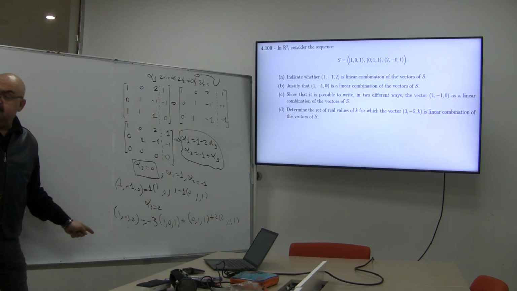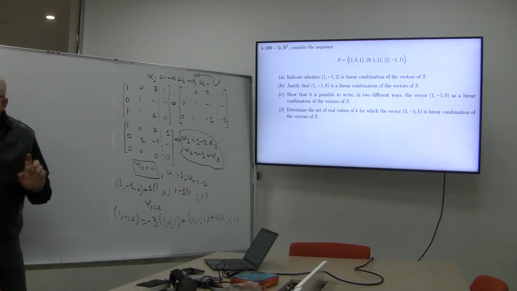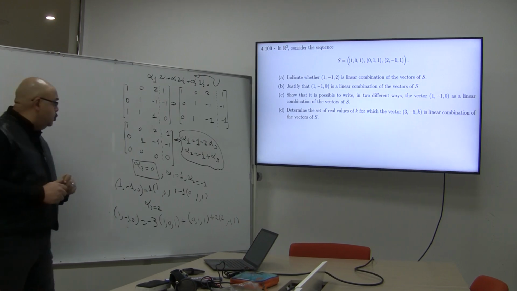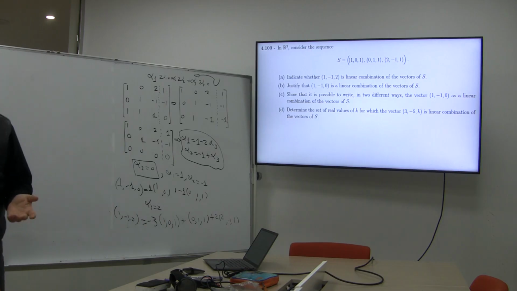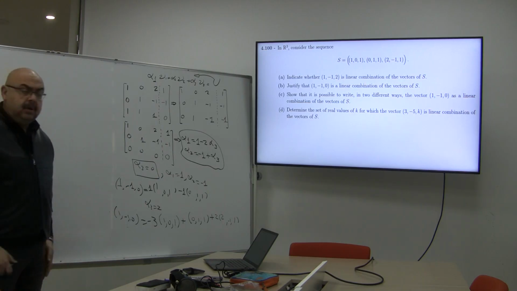This is the linear combination of these vectors. All I had to do is just choose two values for alpha 3. أنا عندي infinite number of solutions. عندي alpha 1 و alpha 2 depend on مين؟ on alpha 3. عشان كده بقول لك وريني ازاي تكتبه بأسلوبين. هشيل alpha 3 هضرب أي رقم، خلاص you are done.